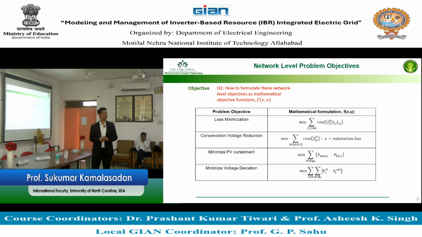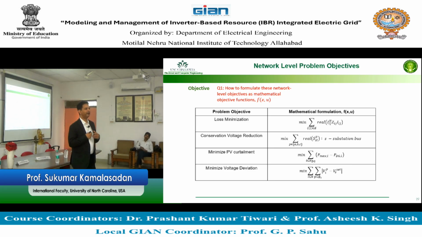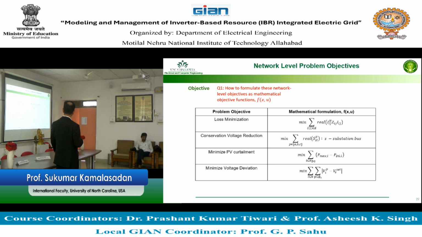So now you can actually do this for any objective function. Let's look at how the math or equations transpire into other objective functions. If you are doing loss minimization, this is what we did. You understand this, right? If you are doing conservation voltage reduction, you are looking at the real part of the power in that network and trying to reduce that for the substation bus. So you are actually looking at how much power is coming out from the substation bus. To reduce that power, what will be the voltages on the network?